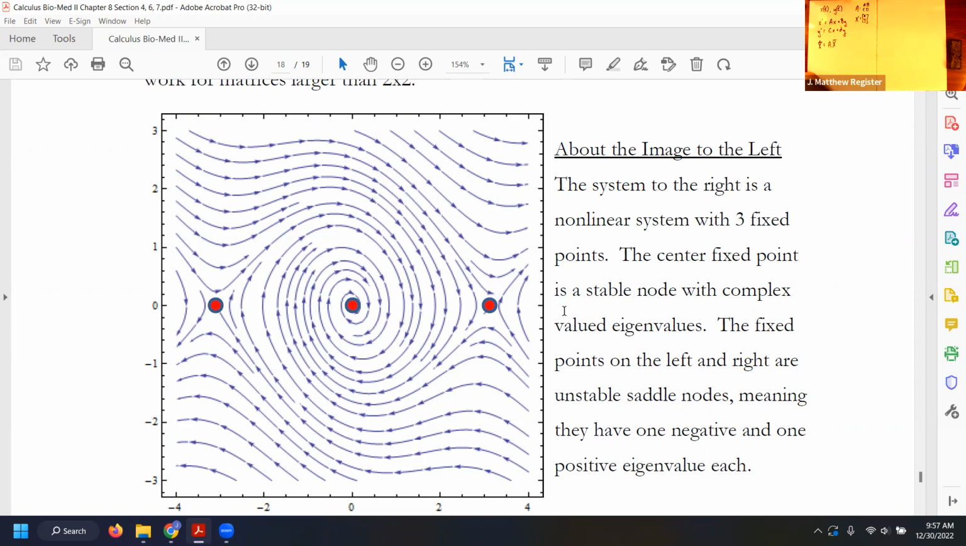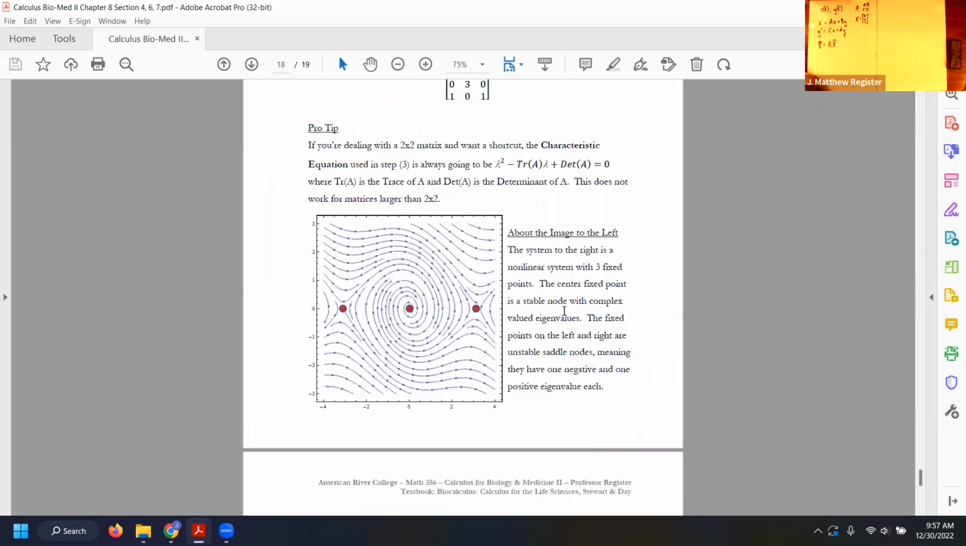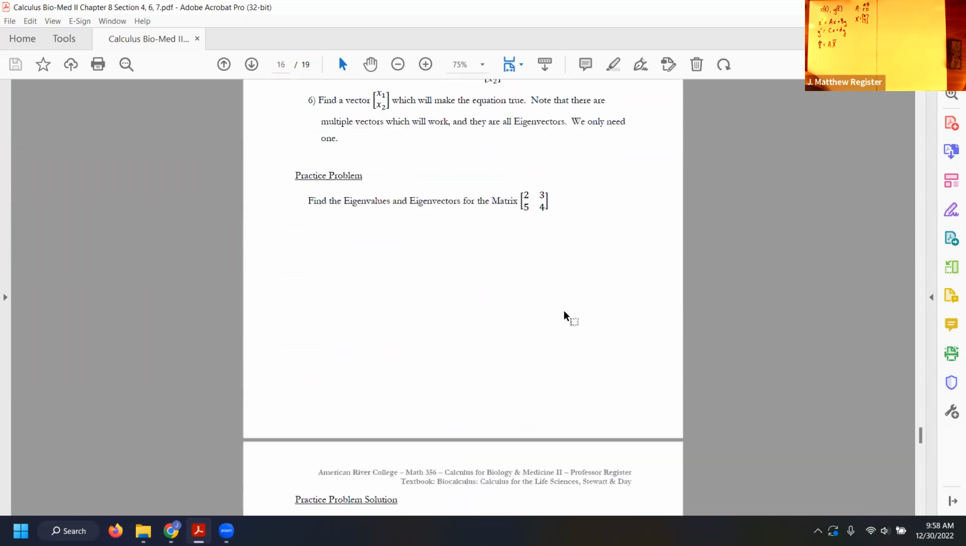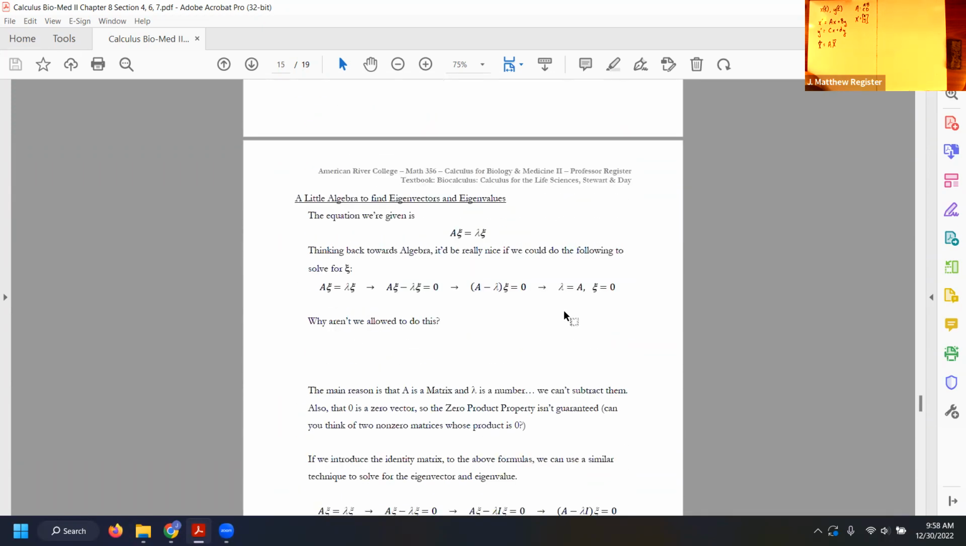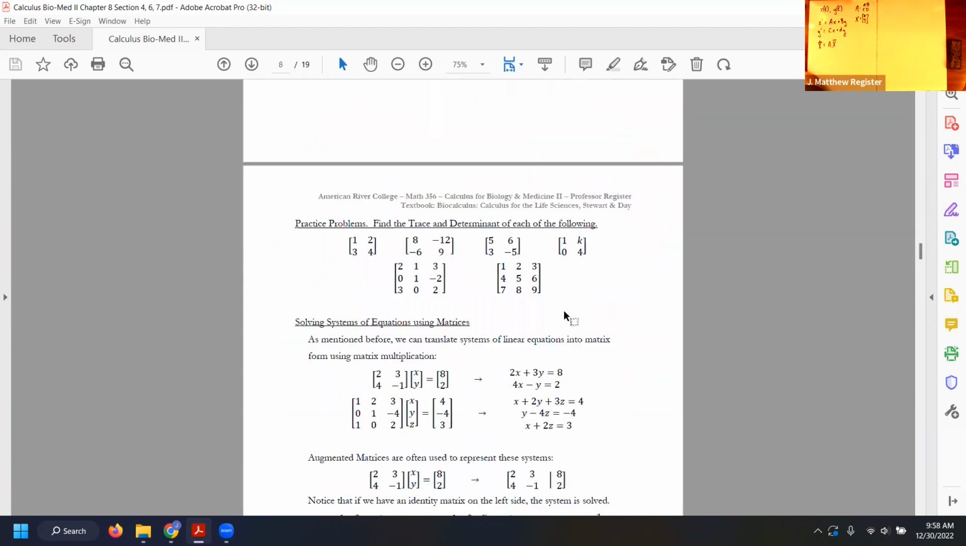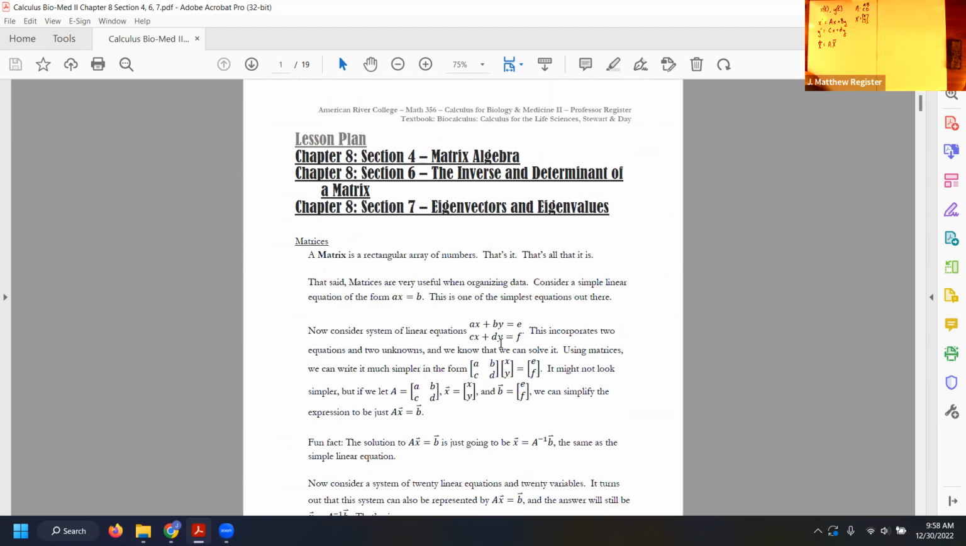And trying to understand the long-term behavior really boils down to understanding what the eigenvalues are. And so that's where this is coming in. We're not going to get into that until chapter 10, but the entirety of chapter 10 is going to be about using eigenvalues and eigenvectors to understand systems of differential equations. That said, that brings us to the end of today's lesson. Today, we focused exclusively on eigenvalues and eigenvectors to finish off our chapter on matrices, which was chapter 8.